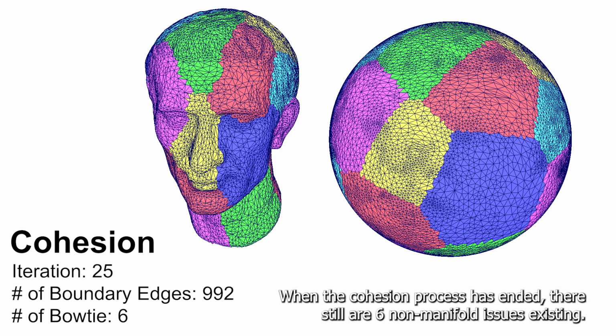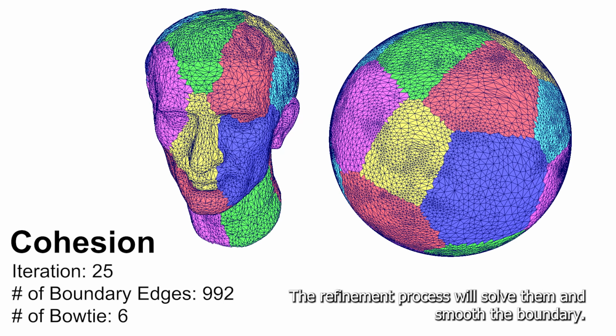When the cohesion process has ended, there still are 6 non-manifold issues existing. The refinement process will solve them and smooth the boundary.